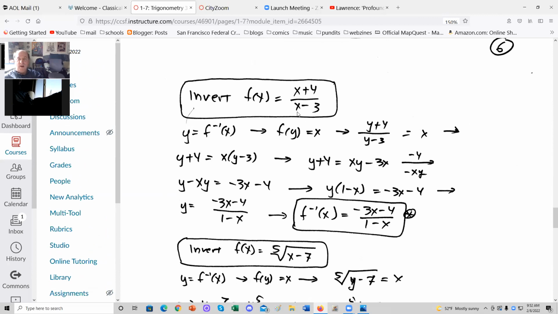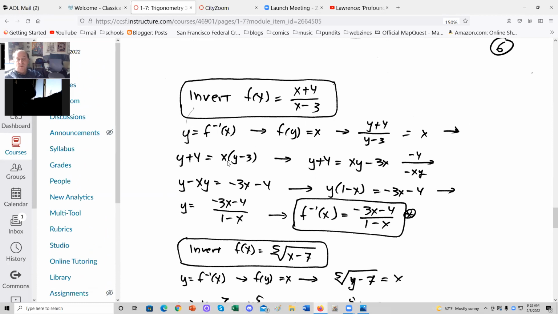So plugging in y into here, we get (y + 4)/(y - 3) = x. And now we're to solve for y. This is a little more complicated than the previous ones. First, there's this division sign. Division's annoying in general. Of all the four operations, it's the most troublesome. So let's get rid of it by multiplying both sides by y - 3.